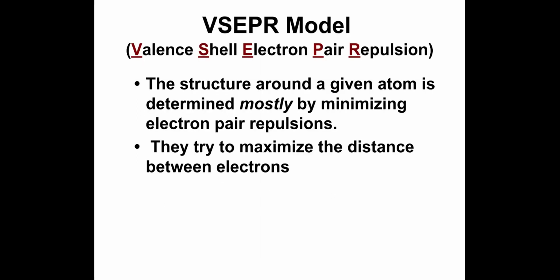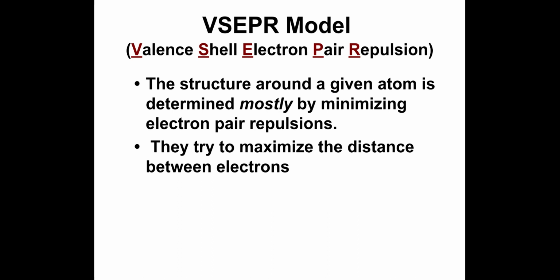So what is the VSEPR model? VSEPR again stands for valence shell electron pair repulsion. We're looking only at valence electrons. We're looking at the orbitals of valence electrons. And so the electrons in that valence shell are going to repel each other because they're all negative. And we're looking at groups.